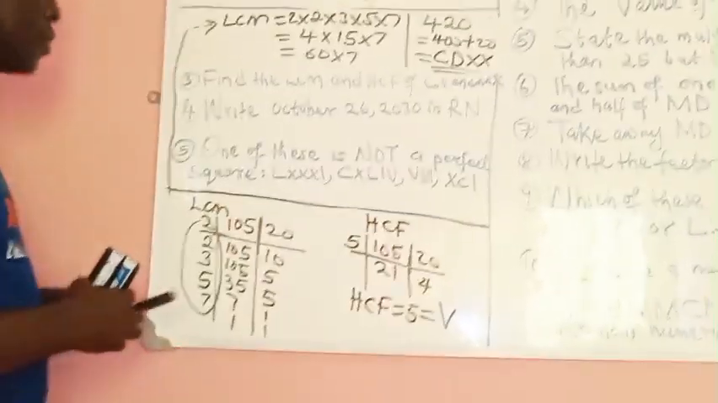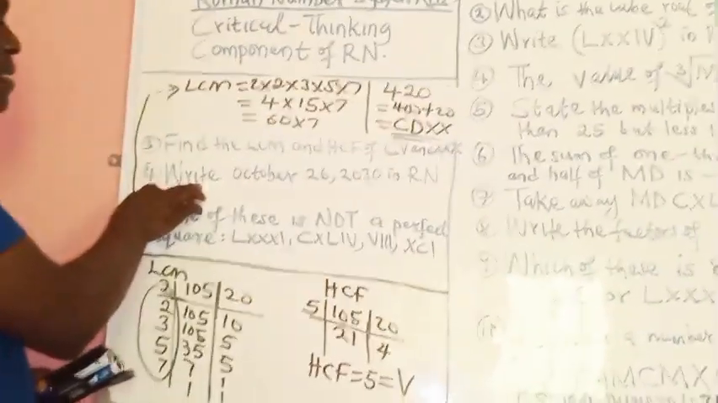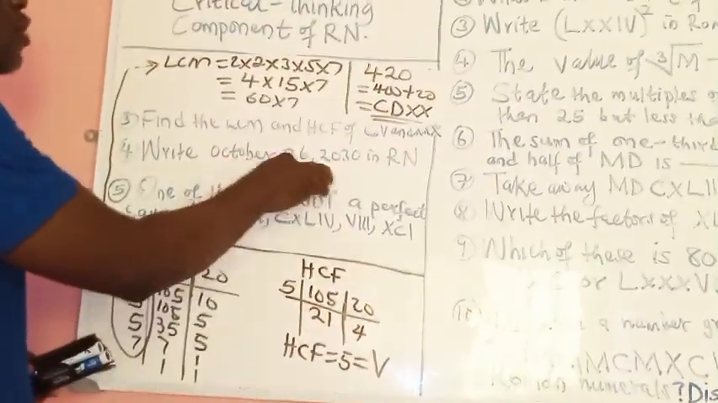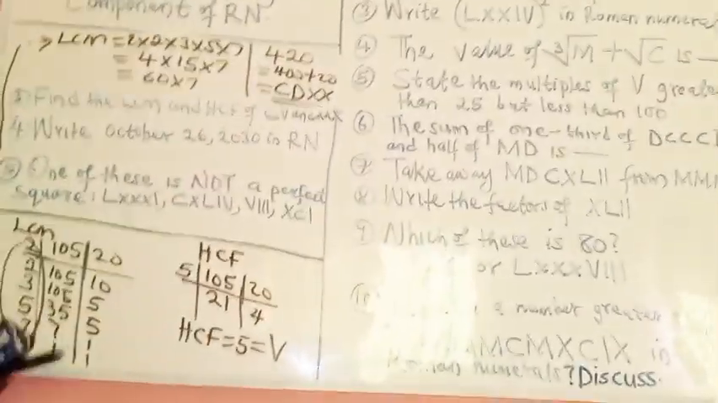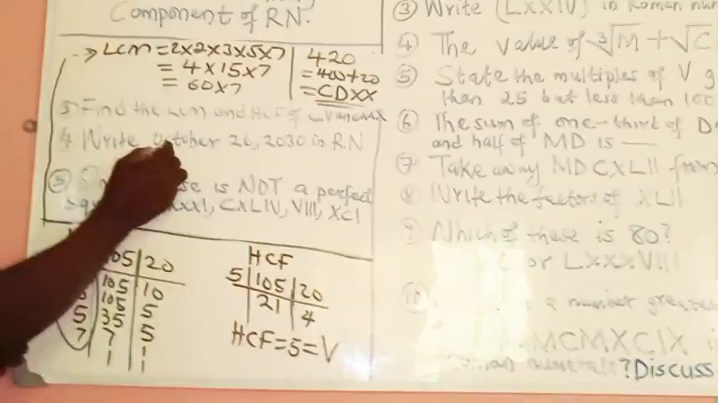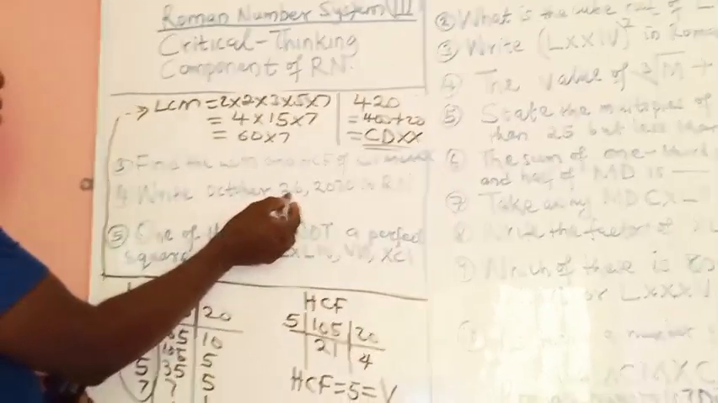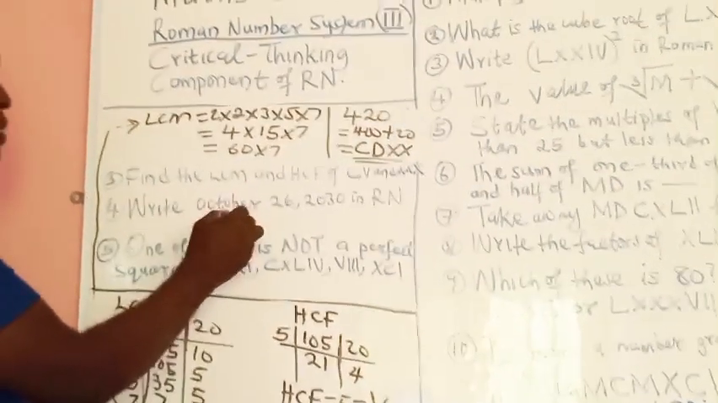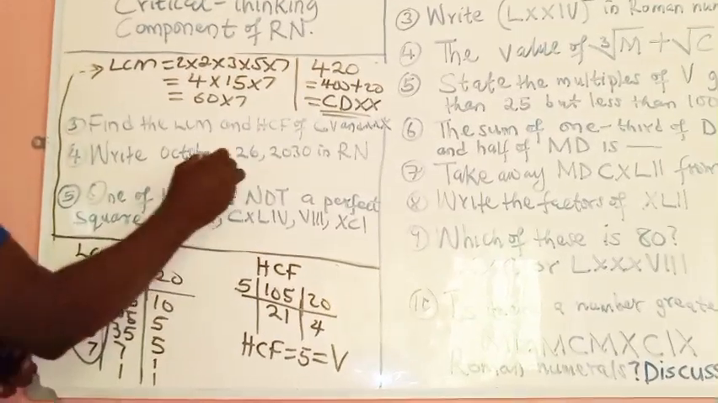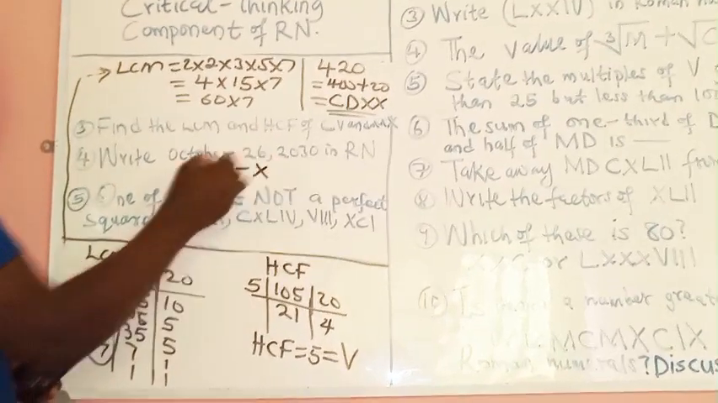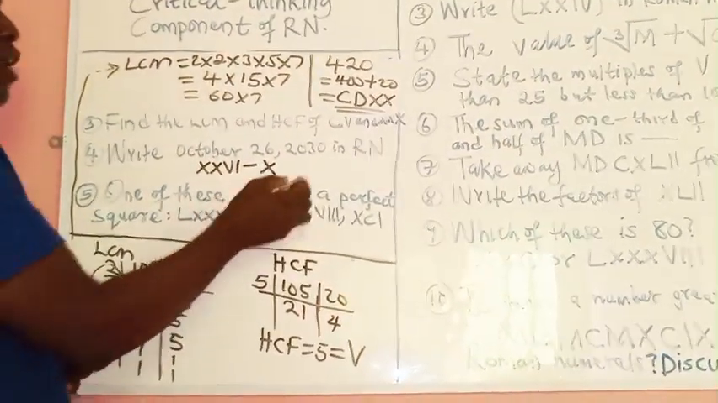Now, let's move on to the next one. He said, write October 26, 2030 in Roman numerals. Write October 26, 2030. You know what? That's very simple. Okay, I'll just do that here. Now, if I'm to start with the month, let's start with the day first. The day. What is the 26 is XXVI. You agree with that? Then October is the 10th month of the year. 10 is what? X. Is that clear? Now, 2030.